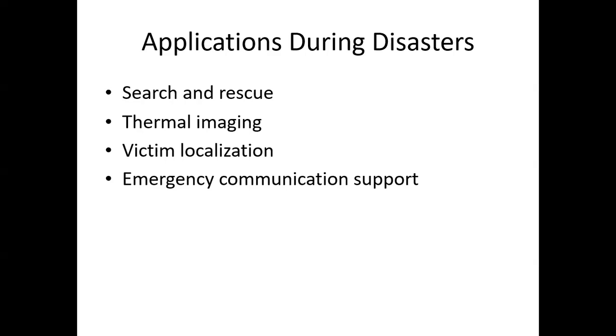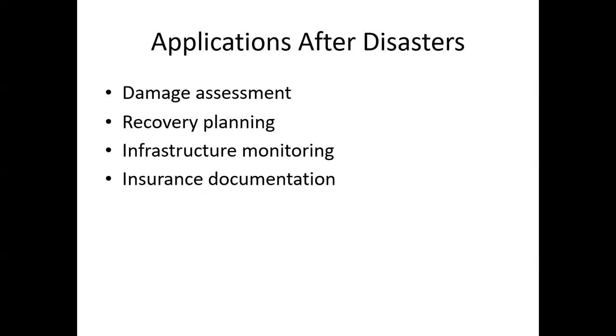Victim localization becomes more efficient as drones provide accurate GPS coordinates to rescue teams. Drones can also function as temporary communication relays when conventional communication networks fail due to disaster impacts. These capabilities help emergency responders to save lives while minimizing the risk to rescue personnel.